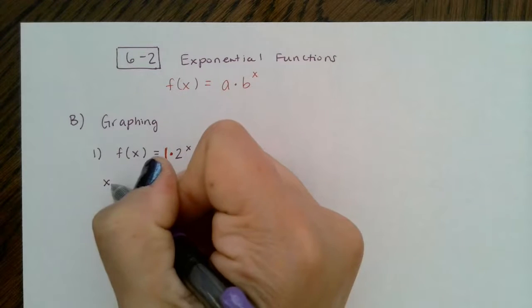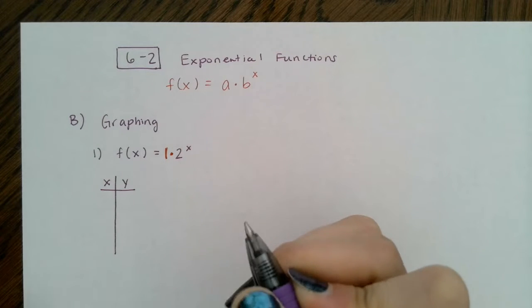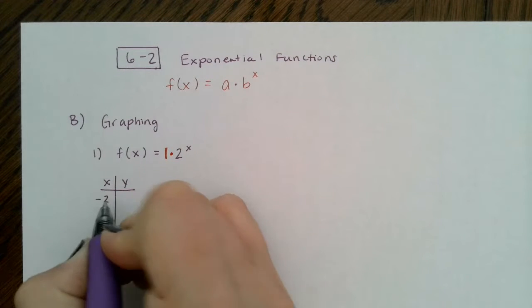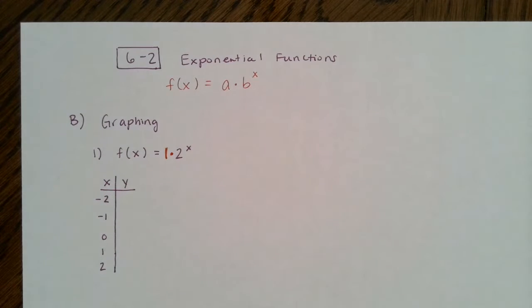So in order to graph, we need some points. And in order to have some points, we're going to need to create a table of values. And our table of values typically has some negatives, always has 0, and then some positives. So we'll use some easy numbers here. So -2 to +2.